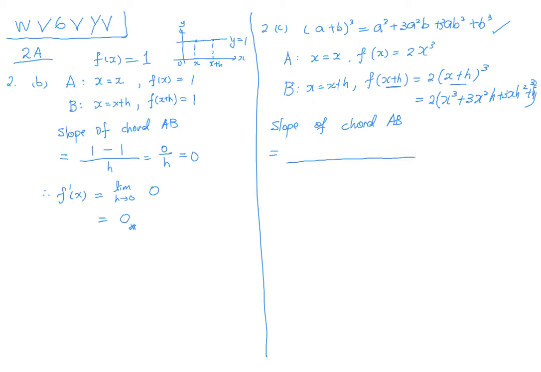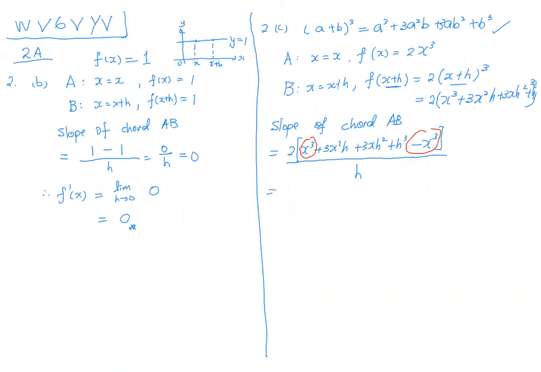Or anyone who wants to straight away use the formula also can. So since all in front got 2, we factorize out the 2. You want to expand also can, it is up to you. Okay, so it will be x cubed plus 3x squared h plus 3xh squared plus h cubed, take away x cubed. Okay, then down here is h. So the x cubed and the x cubed take away already. So your result is 0.